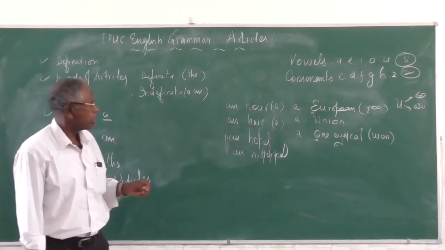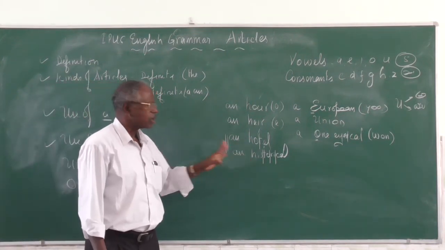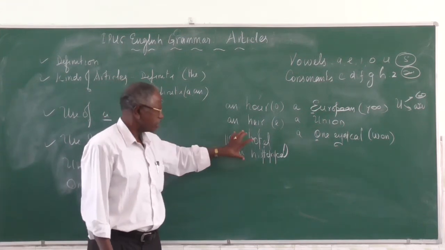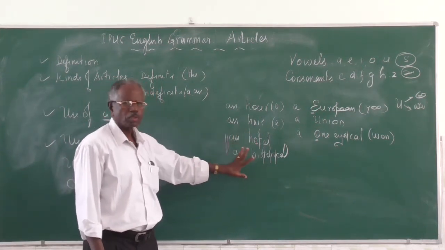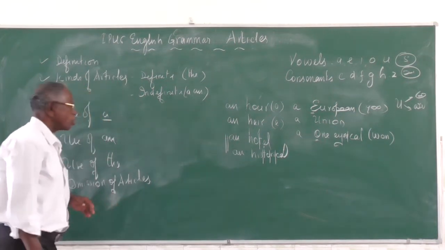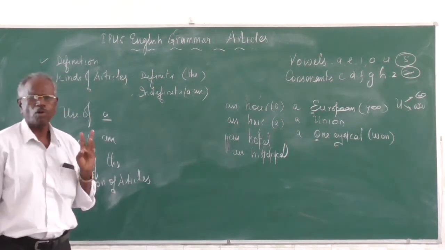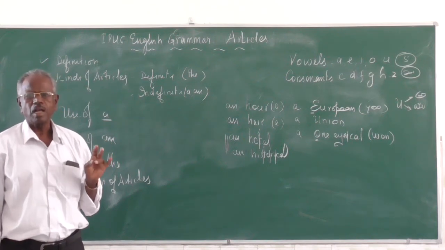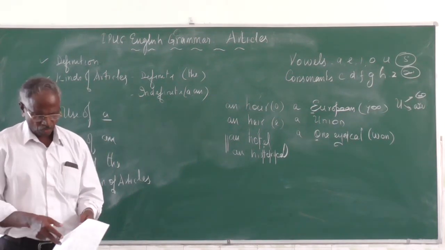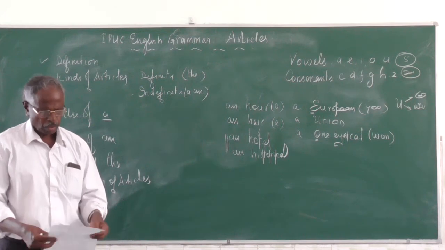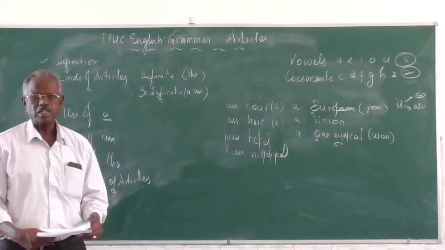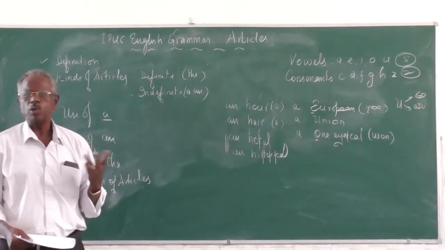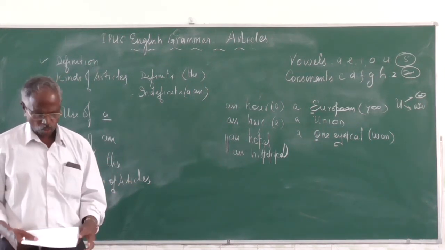Third is before a word beginning with H not accented on the first syllable. This is not given in some of the grammar books. It's not given, but you must know. This is also there. Then use of the. Number 1, before a common noun. Number 2, before a proper noun used as a common noun. Number 3, before a singular noun which represents a whole class. Then before a common noun which is unique: the earth, the sun, the moon.